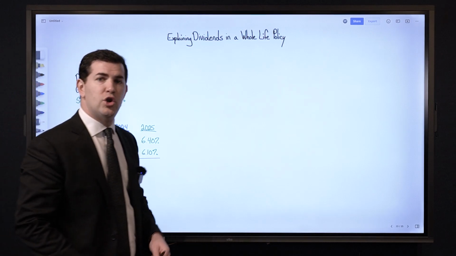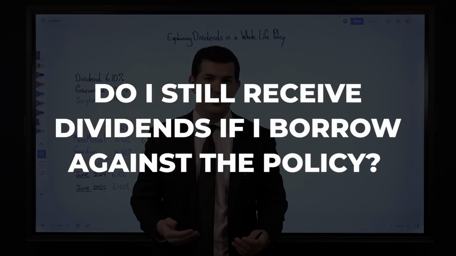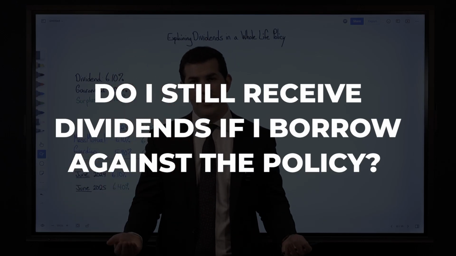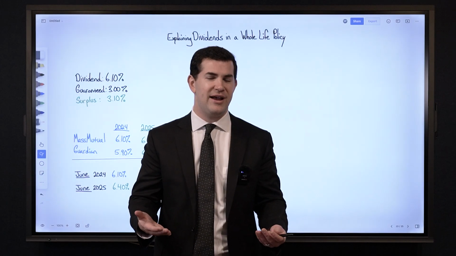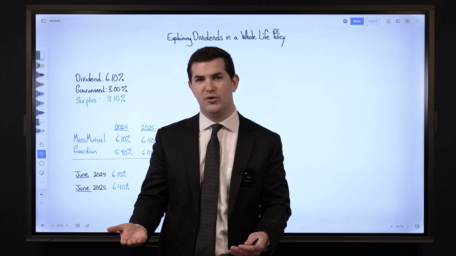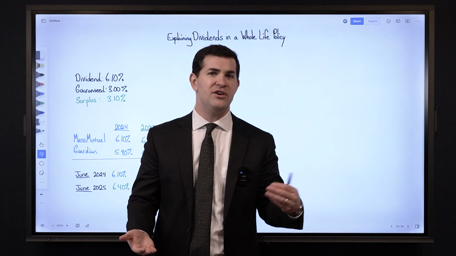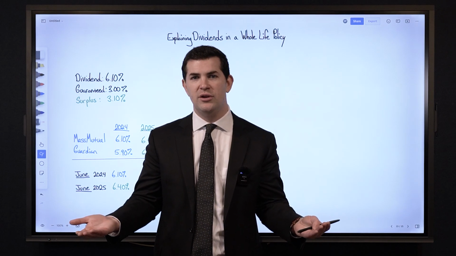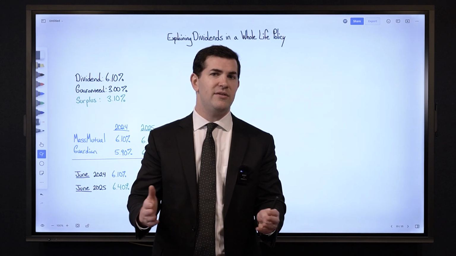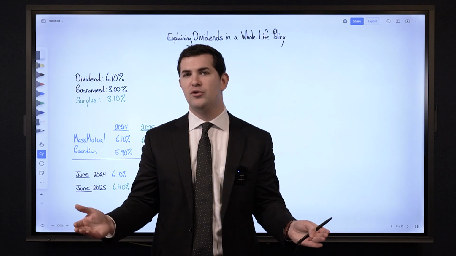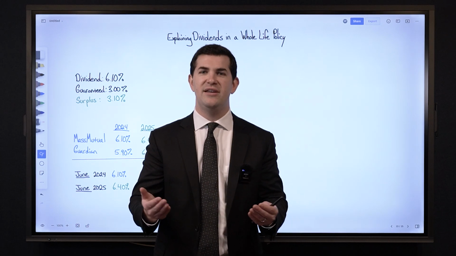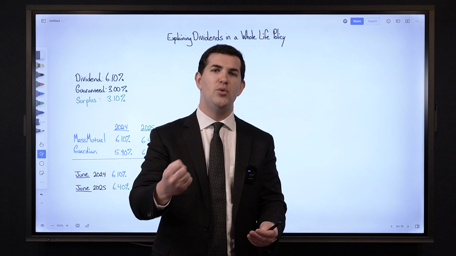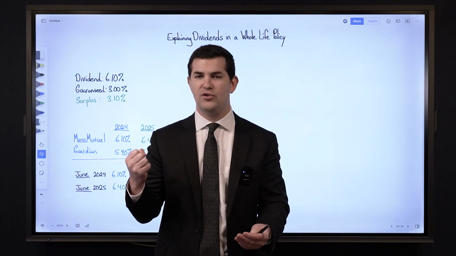Next question, do I still receive dividends when I take loans against my policy? The answer is yes. This will happen every single time with a whole life insurance policy. If the policy is non-direct or direct recognition, the dividend treatment might be a little bit different, but the answer to the question is yes. You will continue to receive dividends and interest when you take loans against your life insurance policy.